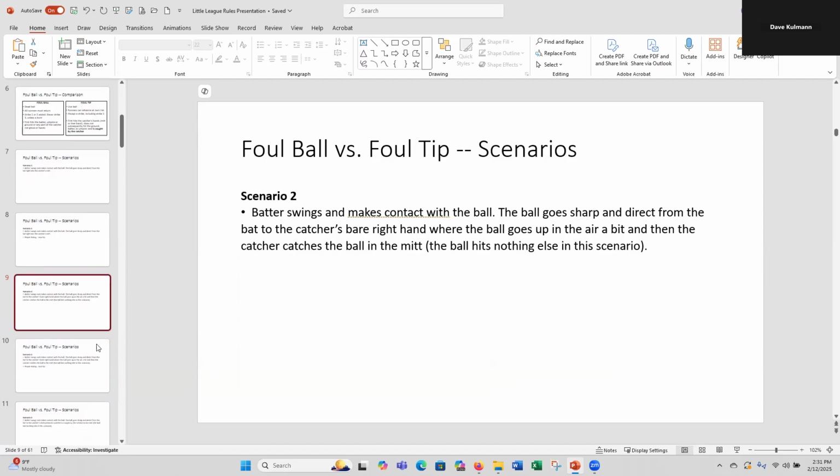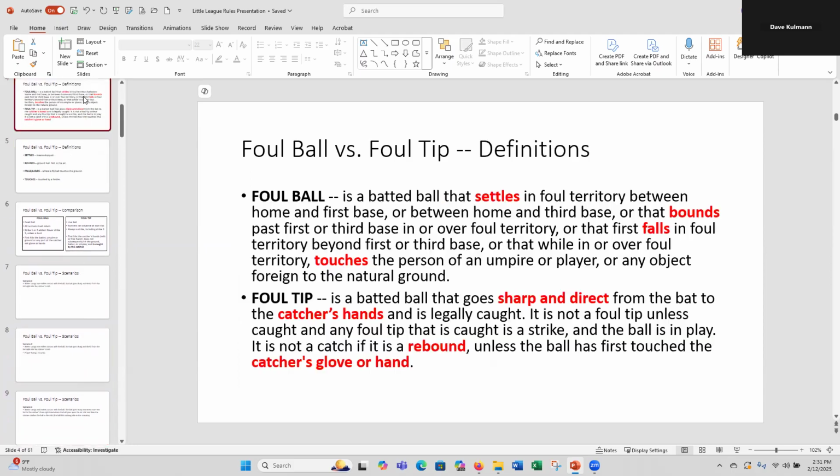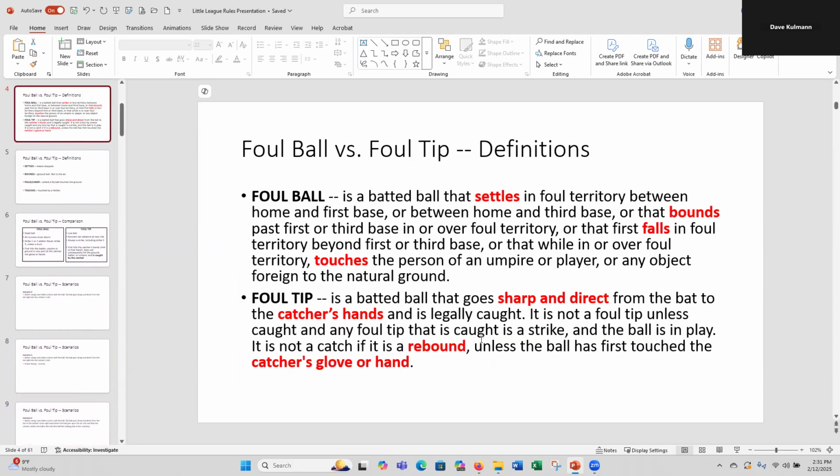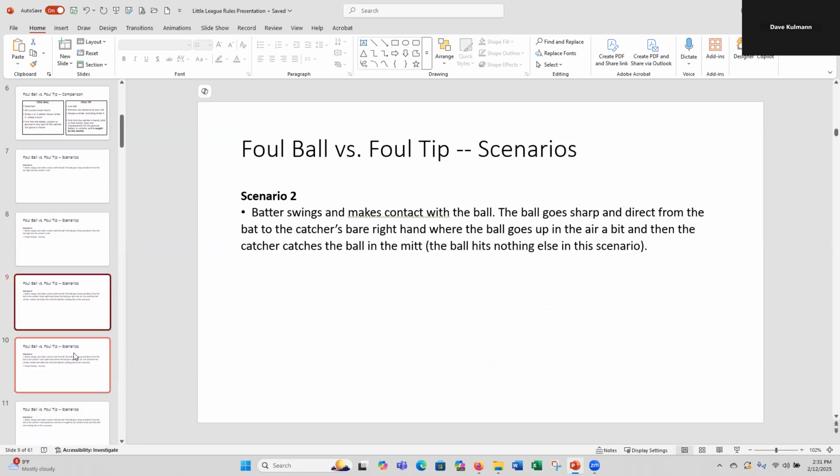So remember, if we go back to the definition, that's a foul tip. It doesn't matter that the ball goes up in the air a bit. It hit all of the criteria of a foul tip. It went sharp and direct to the catcher's hand and is legally caught. Now, it says nothing about a rebound; it was still first touched by the catcher's glove. So that is a foul tip all day long.